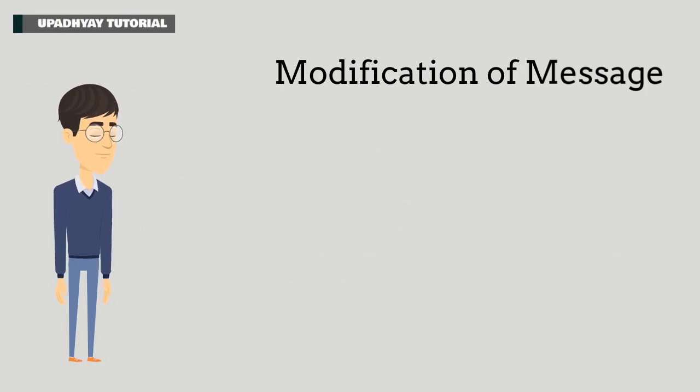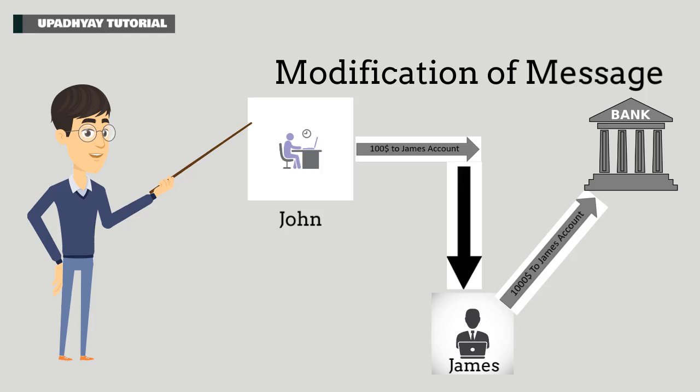Here we go. Suppose John sends a message to his bank for transferring $100 to James' account. However, before the message is received by the bank, it is captured by James. James alters a part of this message by changing the amount from $100 to $1,000 and sends the message to the bank, which transfers $1,000 to his account. This will result in a financial loss to John. Also, this attack endangers data integrity. I hope this is clear to you. Let's move on to the next one.